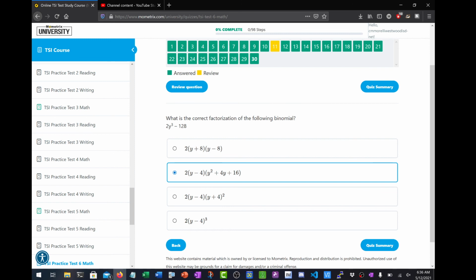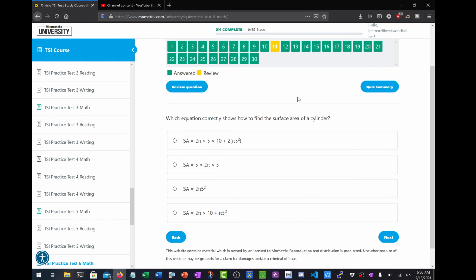Okay, now number 11 was the one that I did not know, and I am completely lost on what we're being asked to do here. I don't even know what to guess because I think I'm missing something. This is twice the area of the circle, but then this whole business here, I don't know. I'm just going to guess.